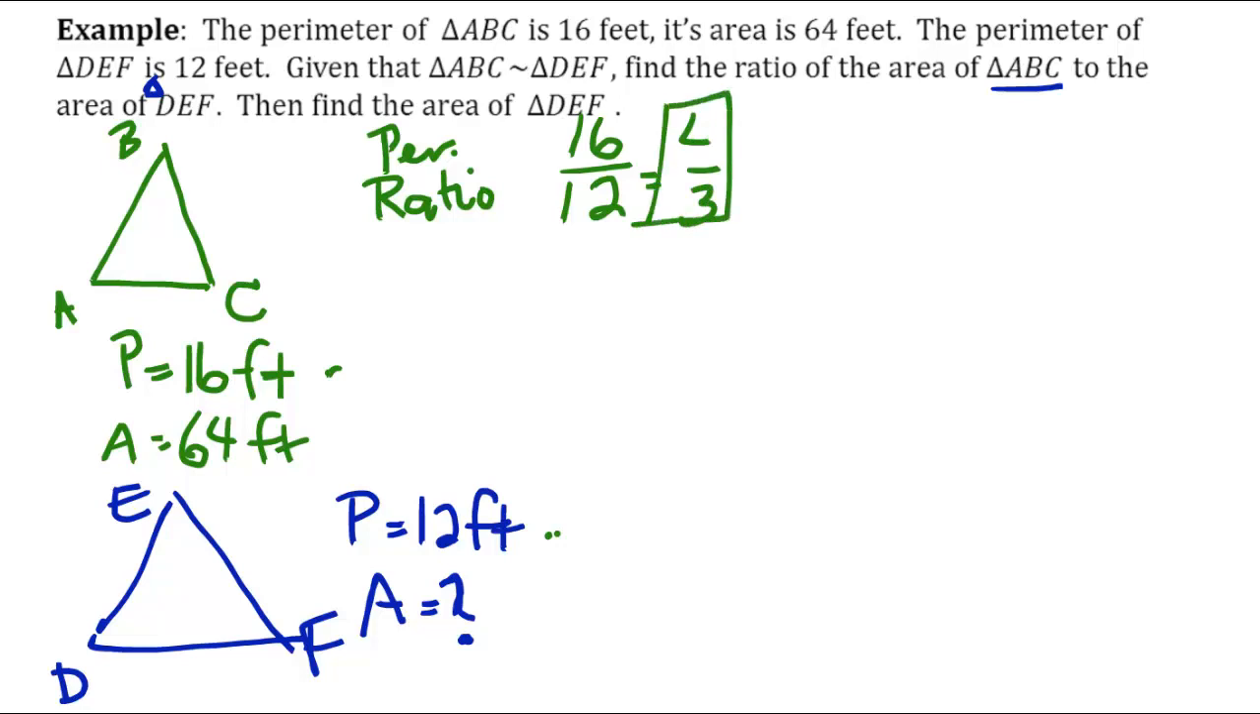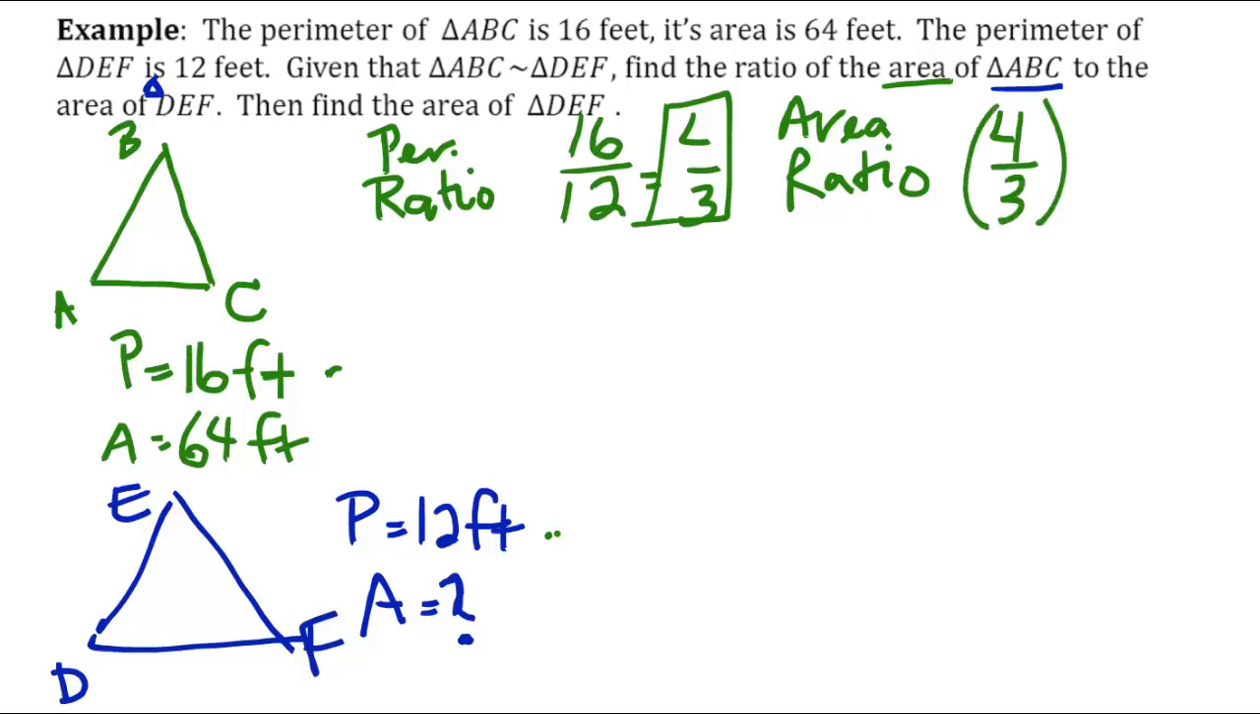Now, what it asked me to find is the area ratio. And so to find area ratio, the ratio that the two areas are going to be in is going to be the square of the perimeter ratio. So we'll take the perimeter ratio, which is also the side ratio or the scale factor, and we square it. So the area ratio, AR for short, is going to be 4 squared, which is 16, over 3 squared, 9.